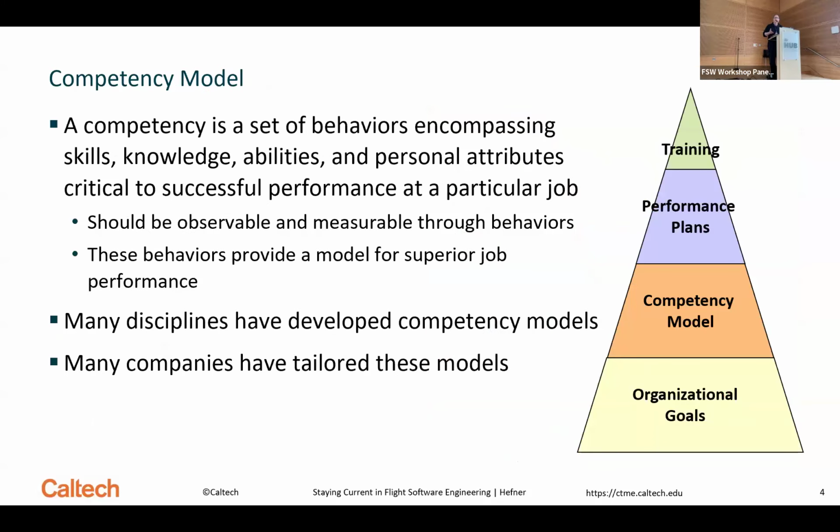So we'll be talking about and going through some material, but I want to start with a competency model. A competency model is typically a set of behaviors, skills, knowledge, abilities, and other aptitudes that might be critical to being successful in a certain field. And there are competency models for all kinds of different fields out there. You see a lot of them.